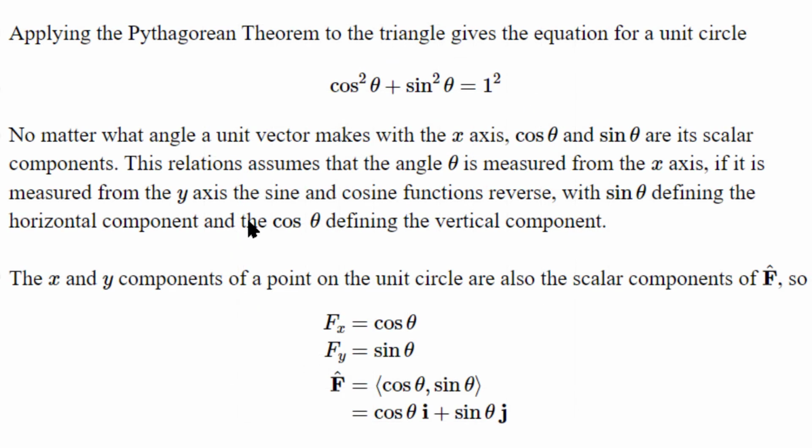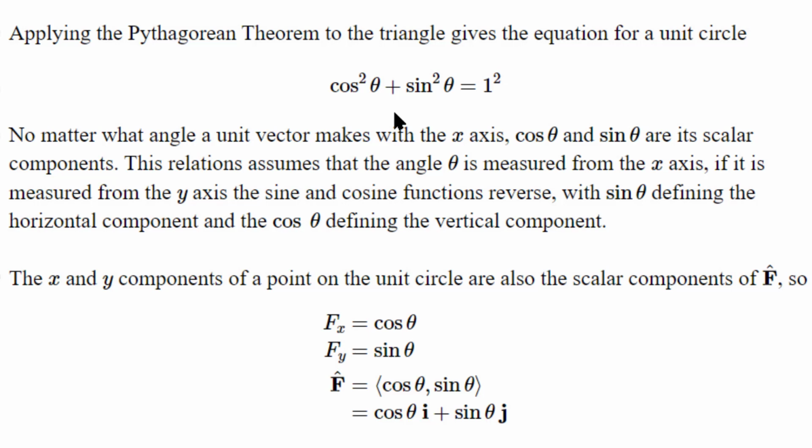So if we apply Pythagorean's theorem to that triangle that we saw, and we have a radius equal to 1, which would be the hypotenuse of that triangle, we would get the cosine squared of theta plus the sine squared of theta is equal to 1 squared, which is 1.